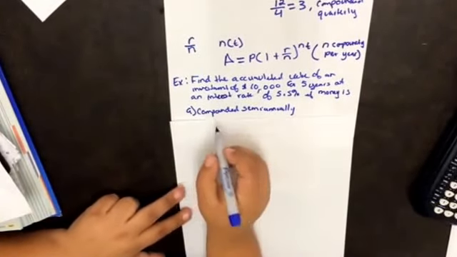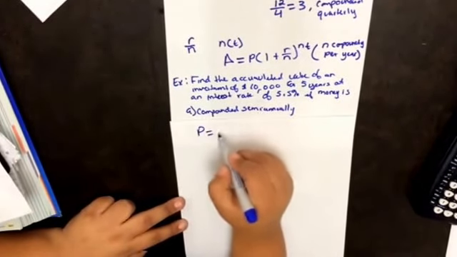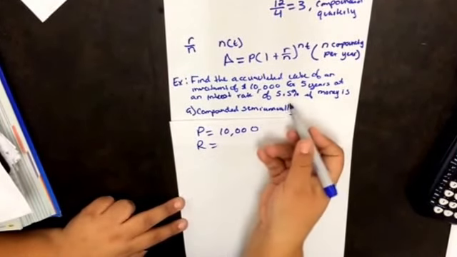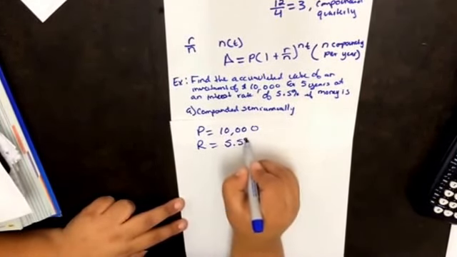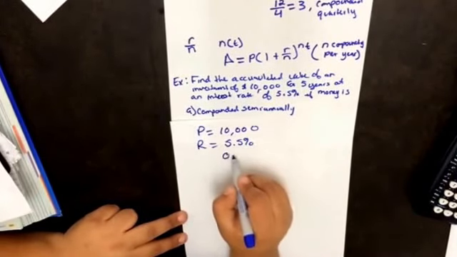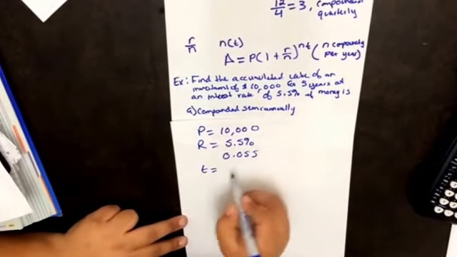Okay, so let's do A. We know that our principal is $10,000. We know that the rate is 5.5%. If we change it into decimal, then we get 0.055. And the time is 5 years.